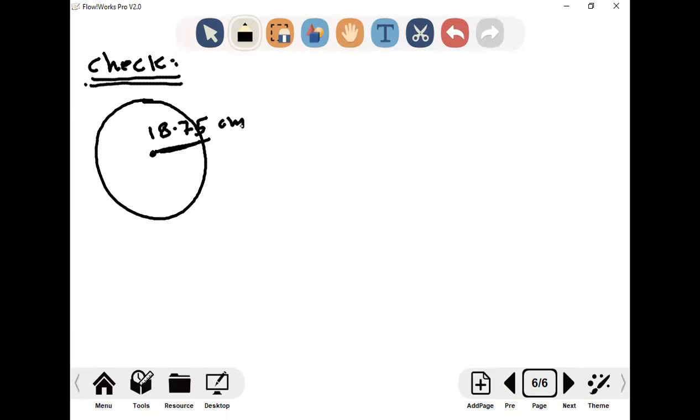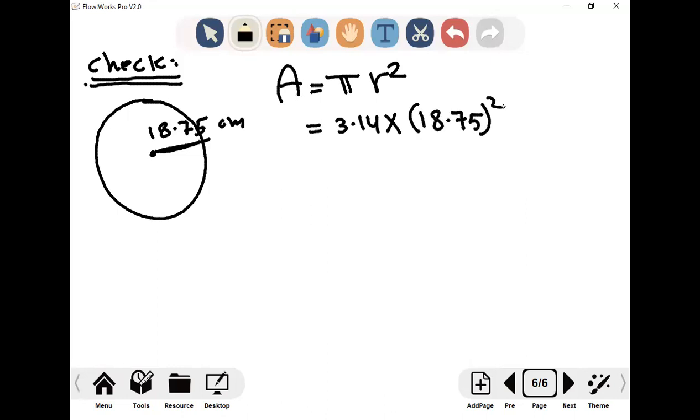Write the formula. The given is the radius, and the formula includes the radius, right? So A equals pi multiplied by r to the power of 2. Equals pi, 3.14, multiplied by 18.75 to the power of 2. This equals 3.14 multiplied by this number multiplied by itself, 2 times: 18.75 multiplied by 18.75.